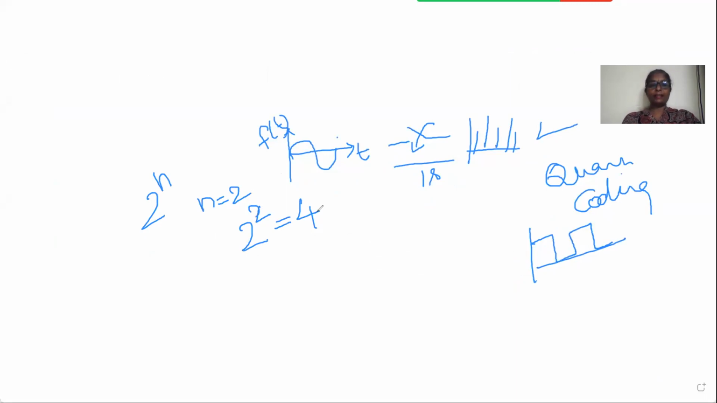Now, how do we represent this in terms of digital input? I have two input variables, A and B, and one output variable Y. If there are two input variables, how do we represent them in digital form? It is very easy; you can use this method: 2 power 0 is 1 and 2 power 1 is 2.